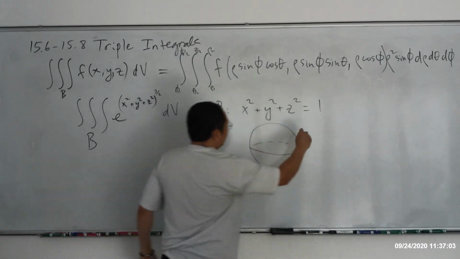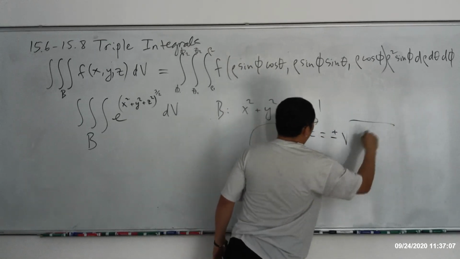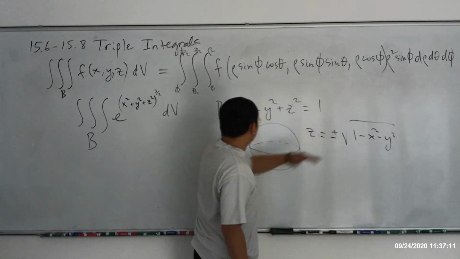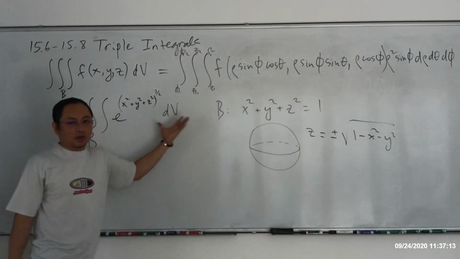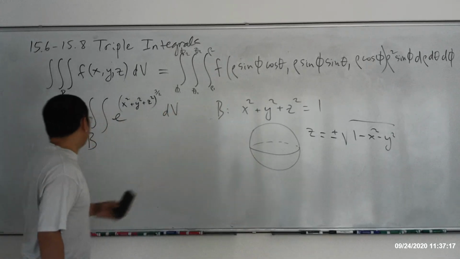So solve for z. You get z equal to plus or minus the square root of 1 minus x squared minus y squared, right? The upper one is plus, the lower one is minus. I'm just trying to rewrite everything in terms of x, y, z, okay? I'm not going to solve it that way. I'll do spherical, of course.